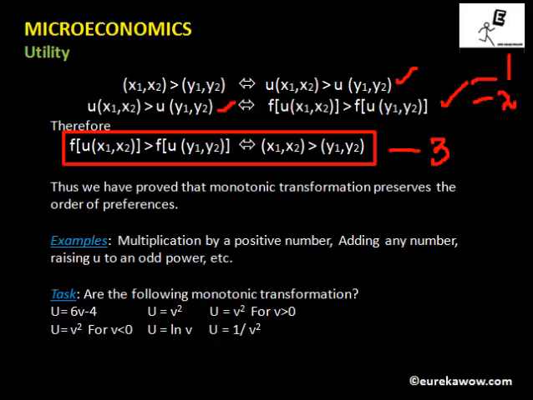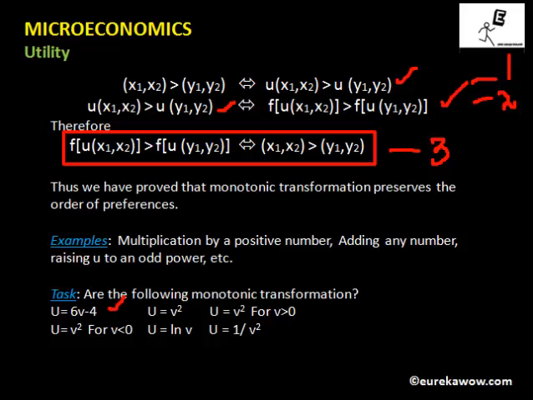Examples of monotonic transformation are: if we multiply by a positive number, or add any number, or raise u to an odd power, not an even power, then we will be getting monotonic transformations. So here is a task for you. Are the following monotonic transformations? I'll briefly discuss them. The first one is 6v minus 4. If v is the utility function, then 6v will be a monotonic transformation because it has been multiplied by a positive number.